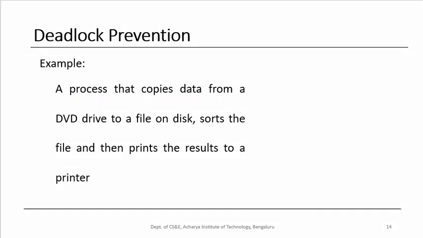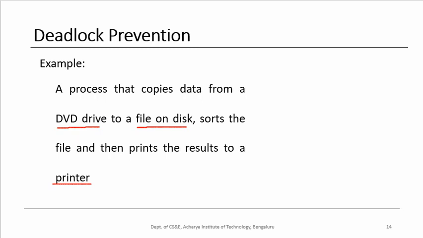So the second protocol says that the process should make the request for all the resources that it needs in the beginning and see to it that all these are allocated to this process by the operating system. So that means it should request the DVD drive, the file which is present on the disk, and the printer when it starts its execution. So it is holding all the resources that it wants and it completes its execution.